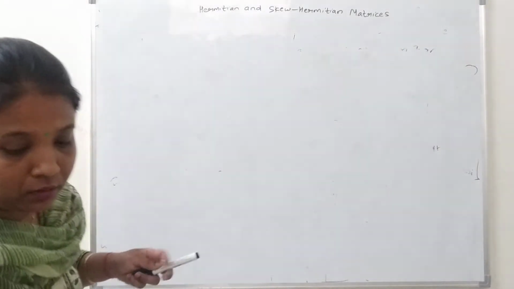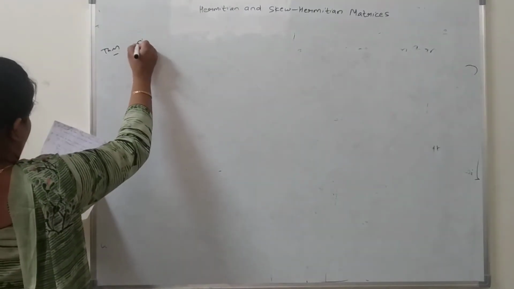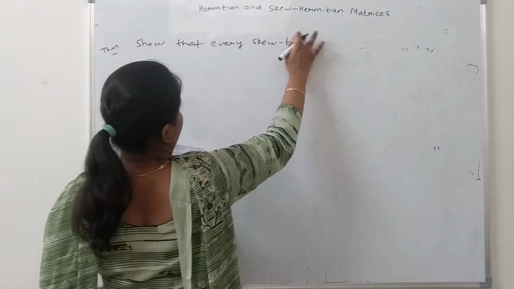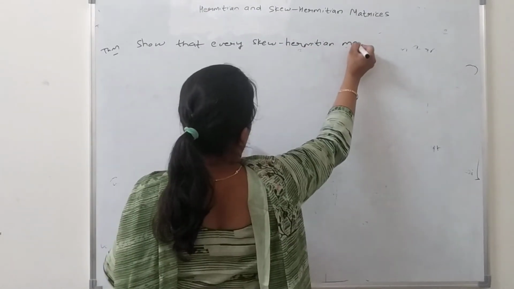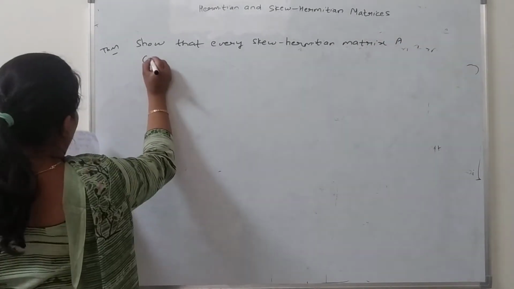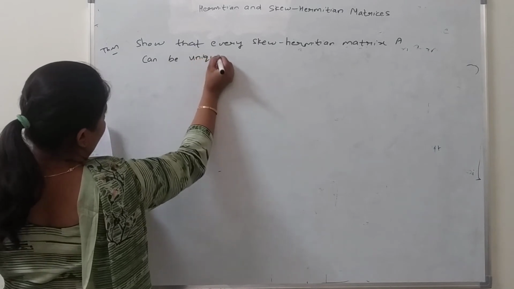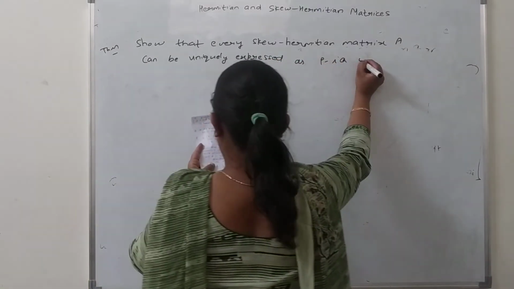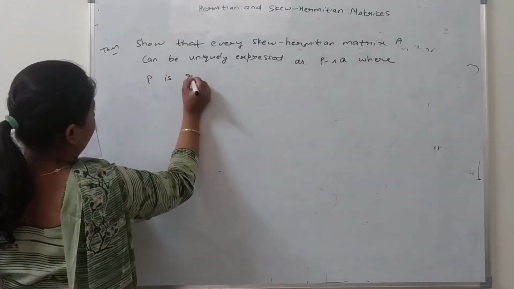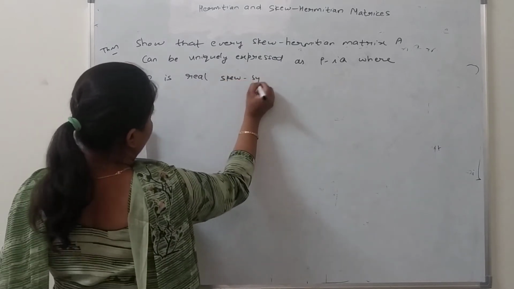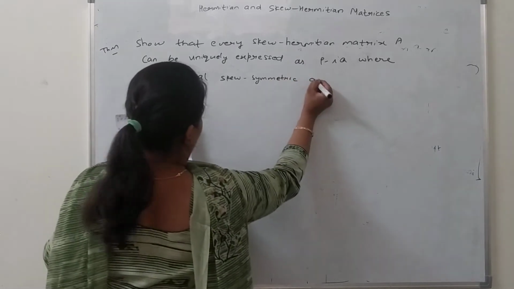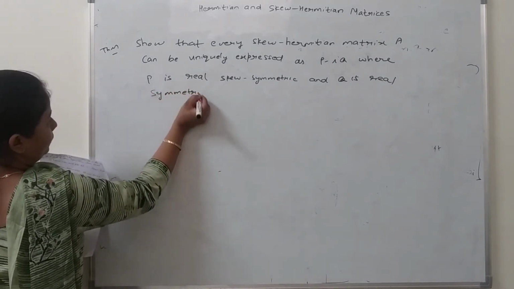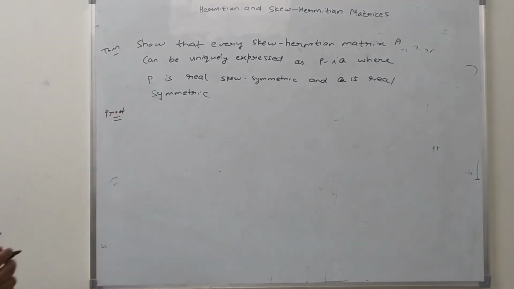Now I will tell you about the next theorem. Show that every skew Hermitian matrix A can be uniquely expressed as P minus iota Q, where P is real skew symmetric and Q is real symmetric. Yes, class, I will tell you about this theorem.